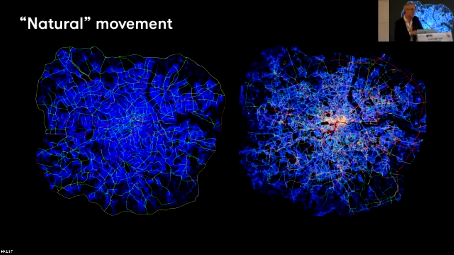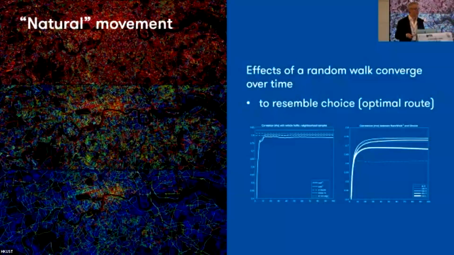But the one on the left is a representation of optimal routes. So if you have people optimizing the route, knowing the graph very well, optimizing their routes, this is what you get. On the right, you've got something that's just a bunch of randomly walking agents. No knowledge of the graph whatsoever. But it's very difficult to distinguish between the two of them.